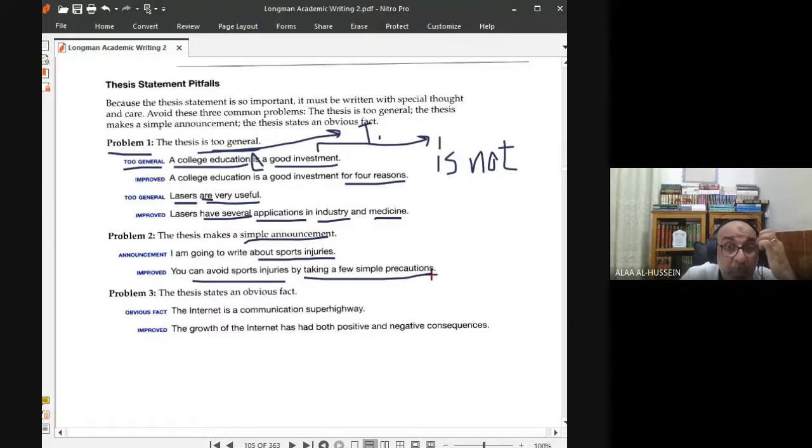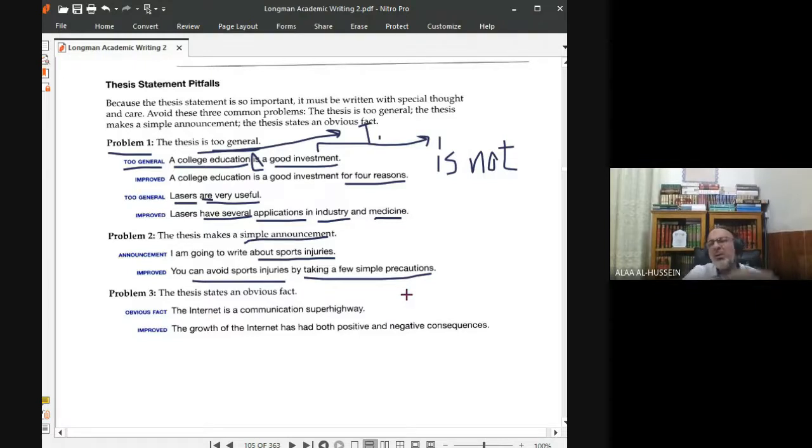Now, problem number three, the problem that we should avoid: the thesis states an obvious fact. Sometimes thesis statements are not interesting. Why? They are not interesting. They are either too general.